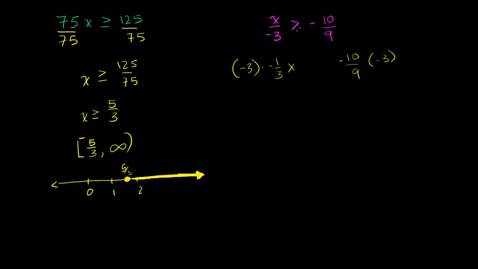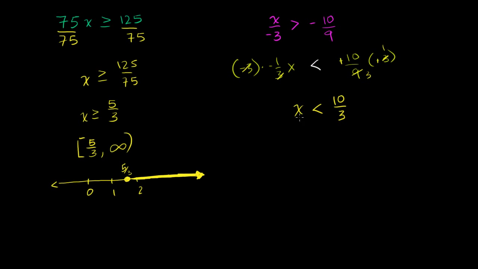And the inequality will switch because we are multiplying or dividing by a negative number. It'll go from greater than to less than. So the left-hand side just becomes an x. That was the whole point. That cancels out with that. The negatives cancel out. x is less than, and then you have a negative times a negative, which makes it a positive. And if you divide the numerator and the denominator by 3, you get a 10 and a 3. So x is less than 10 over 3.